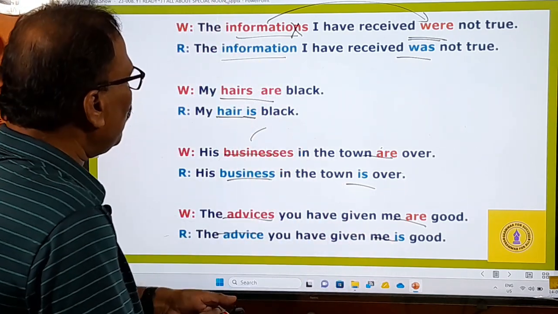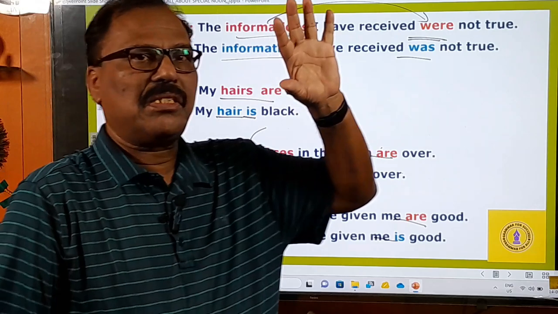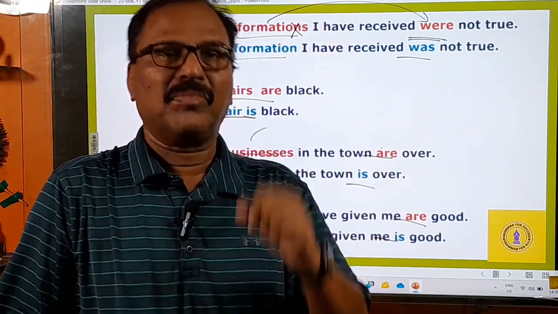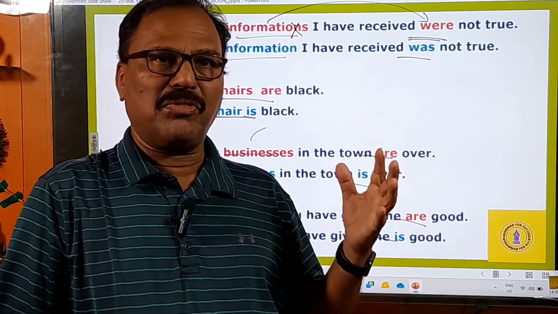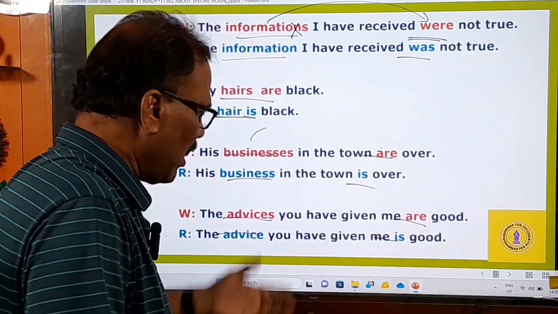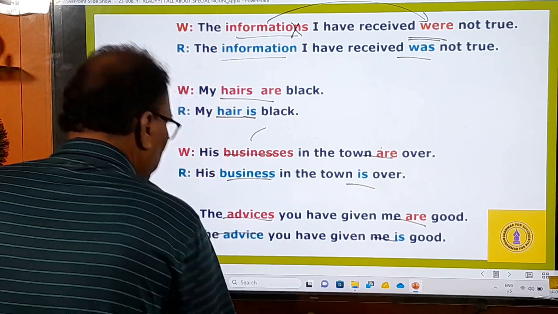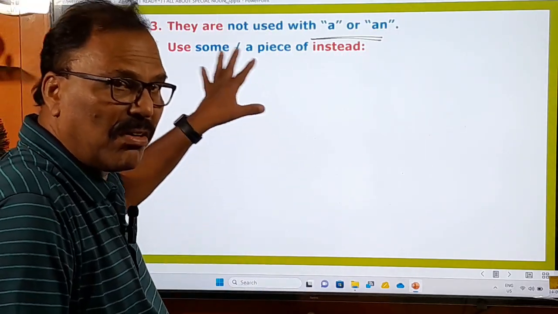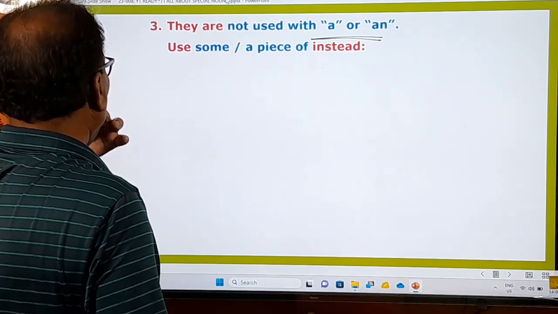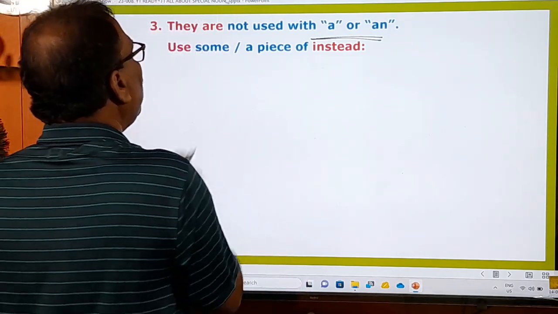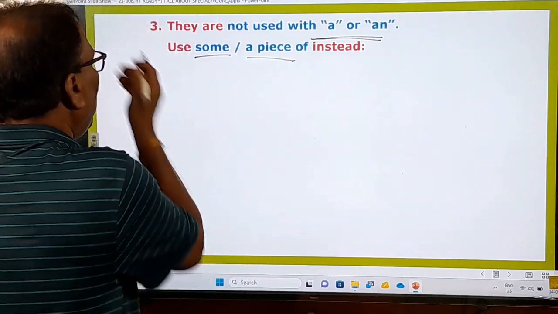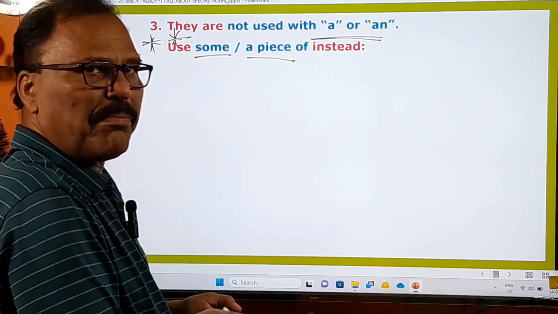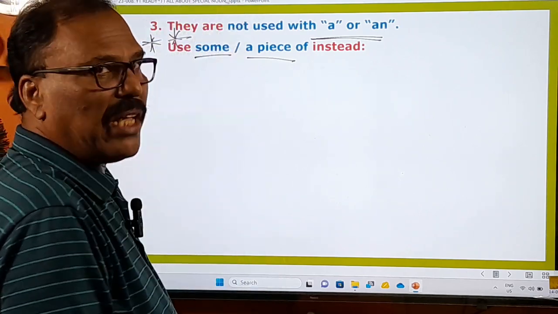Okay, the advice. So in this way, these uncountable nouns do not have a plural form. The uncountable nouns do not take a plural verb after them. These are all the examples for that. And now let's go to the third important aspect. They are not used with a or an. Remember, these uncountable nouns are not used with a or an. See, they are used with some or a piece of. It's very, very important from the examination point of view. Very, very important. All these three are important, but this is more important than those two other things.